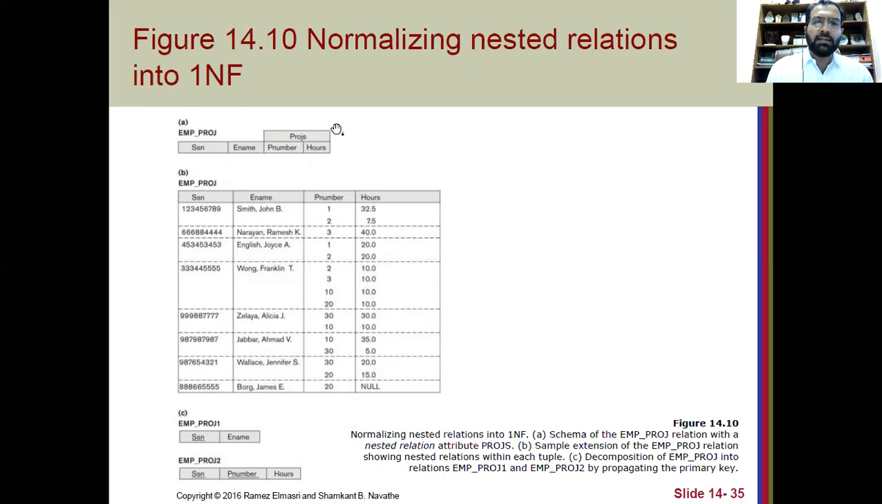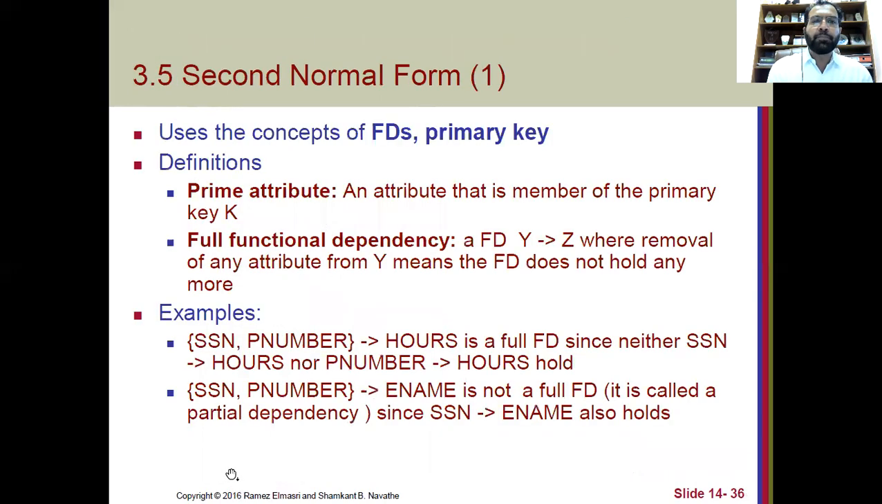So this is a bad design, because it violates the definition of normal form, and also in this table we have anomalies. To correct this, we have decomposed it into two relations: one called the employee project 1 relation, and the second called the employee project 2 relation.